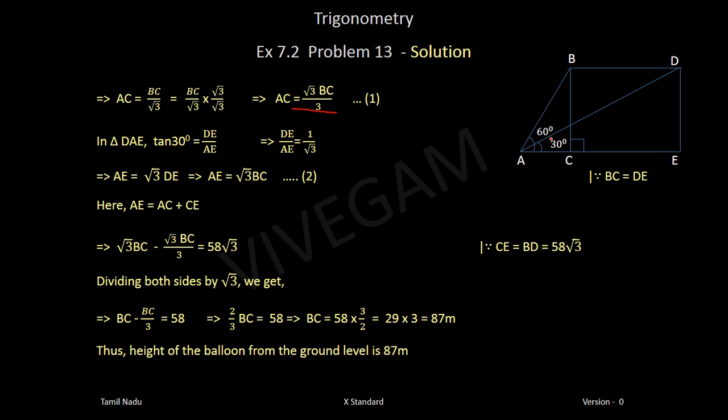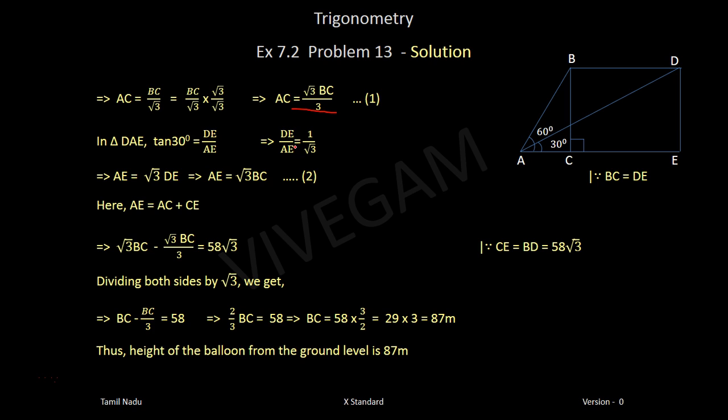Now come to triangle DAE. Tan 30 is opposite DE divided by adjacent, that is AE, right? Tan 30 is DE by AE. So DE by AE equal to tan 30. What is tan 30? That is 1 by root 3. Substituting that, you will get this.